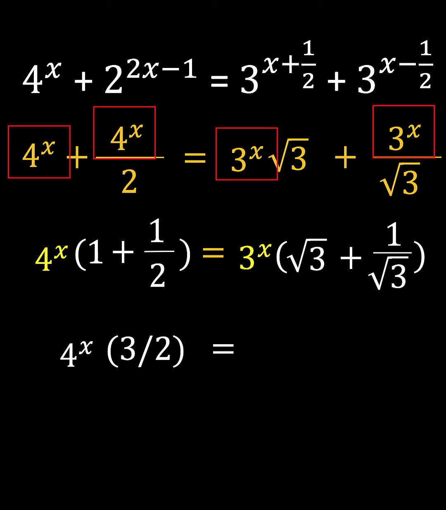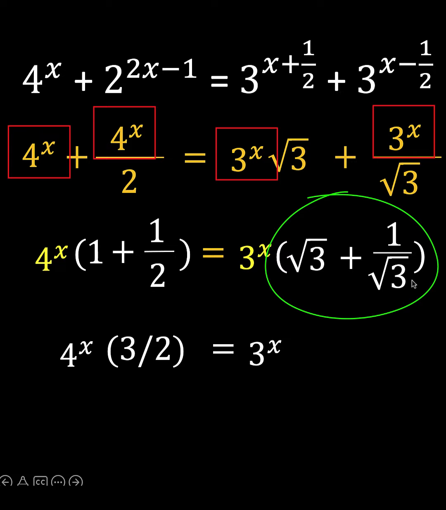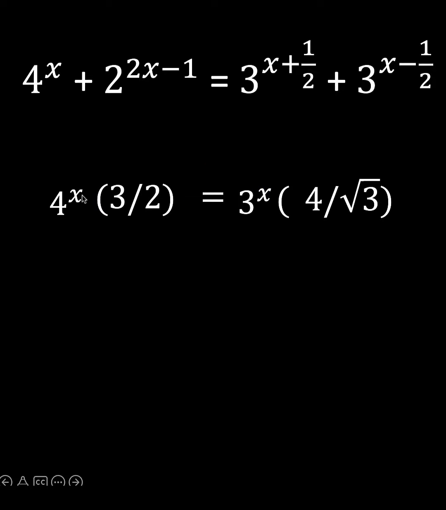That is equal to 3 raised to x, then get the sum of these two terms. Square root of 3 plus 1 over square root of 3. The LCD is square root of 3, and multiplying square root of 3 times square root of 3, that is positive 3, plus 1 is 4, and then the denominator is square root of 3.